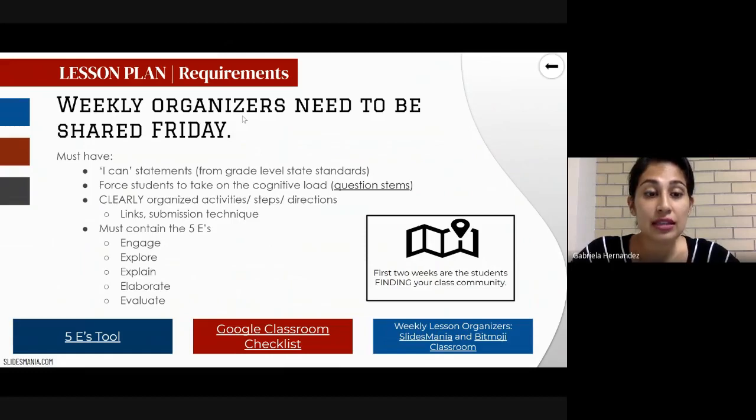We need to make sure that the links and the submission technique that you require for how their tasks turned into you are clearly understood by the student. Our format that we would like you to follow is to make sure to follow the 5E model: engage, explore, explain, elaborate, and evaluate. Now, if you have any questions on that, you feel free to contact us and we'll help you out.